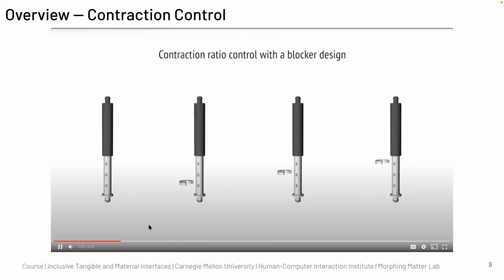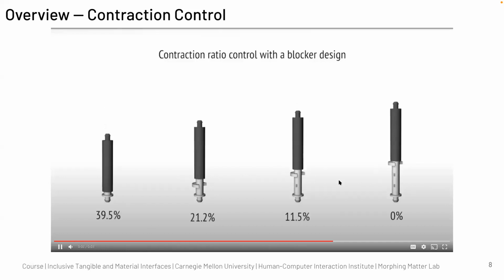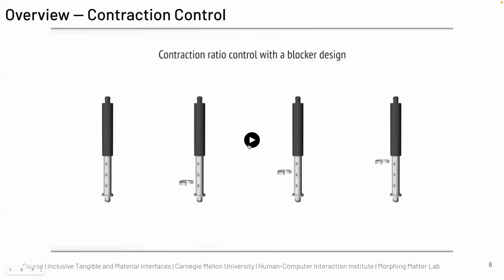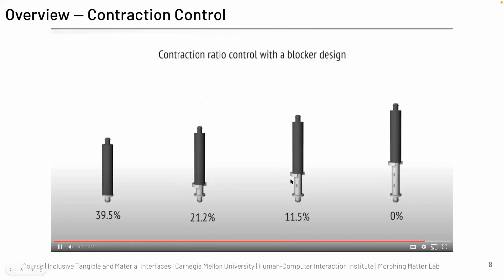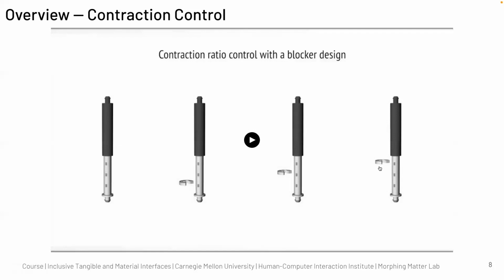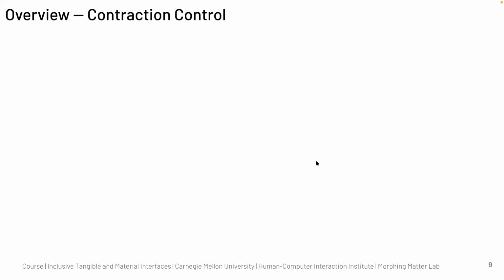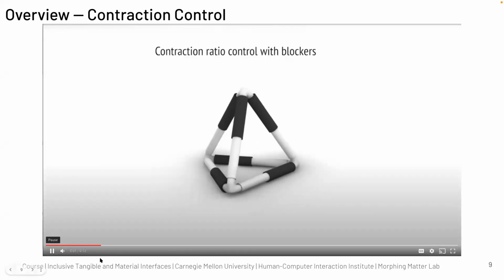I will quickly go through some of the small design concepts here. One is this channel connections, this contraction control. You can switch the blocker structure to control how much percent each beam will contract. And the second thing is, yeah, you've already seen this.